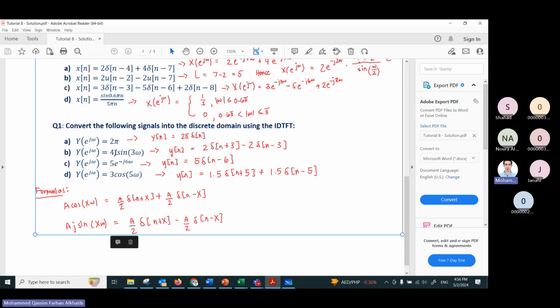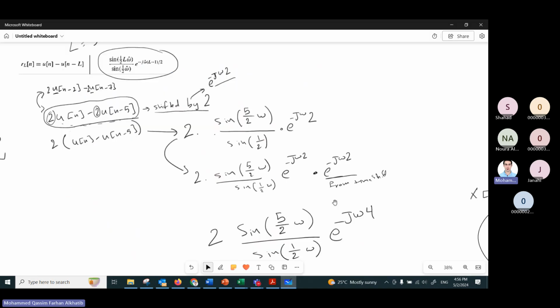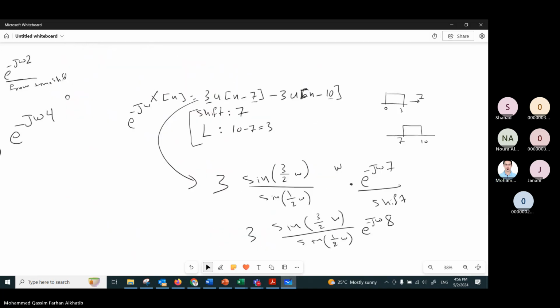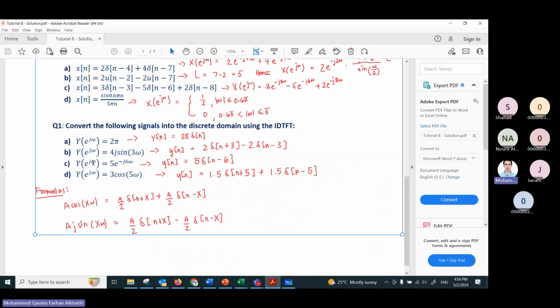Now we have 4j sine 3 omega. Now how to get this one? Remember from Euler identity, Y of e power j omega equals 3j sine 3 omega. Okay. So if you look at the table, now we are going backwards from the frequency domain to time domain.